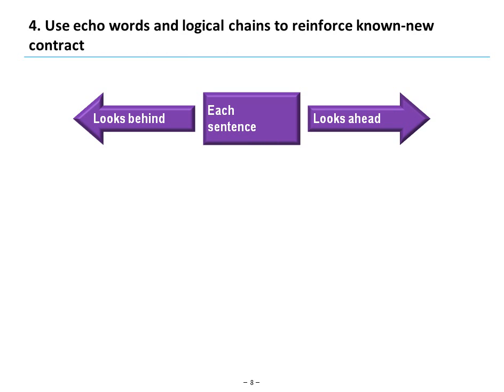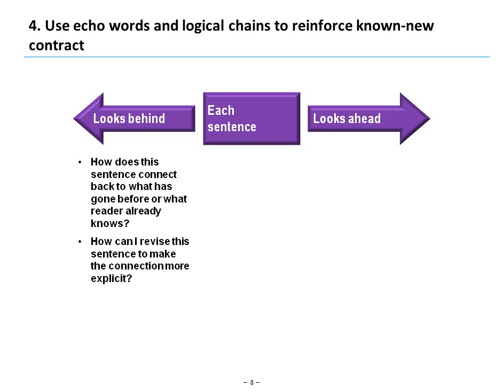The fourth principle is the use of echo words. Echo words, that is, repeating the same words consistently to represent concepts. This helps readers see the logical chain of your sentences. Think of it this way. Each sentence is a contract with a reader. The reader expects each sentence to connect back to the previous sentence and to create the context for the next sentence.